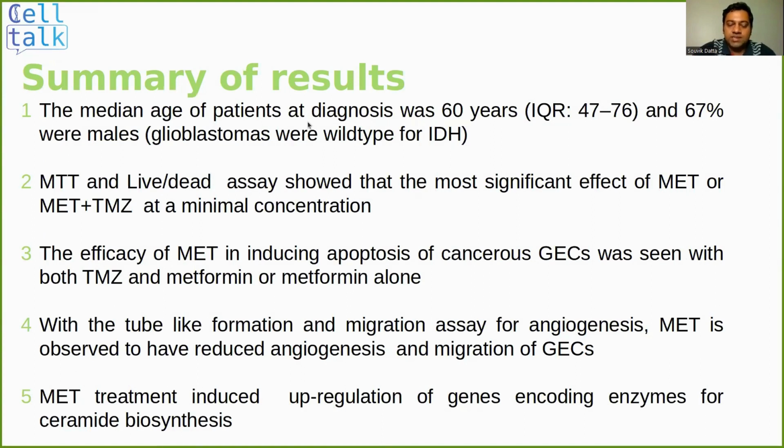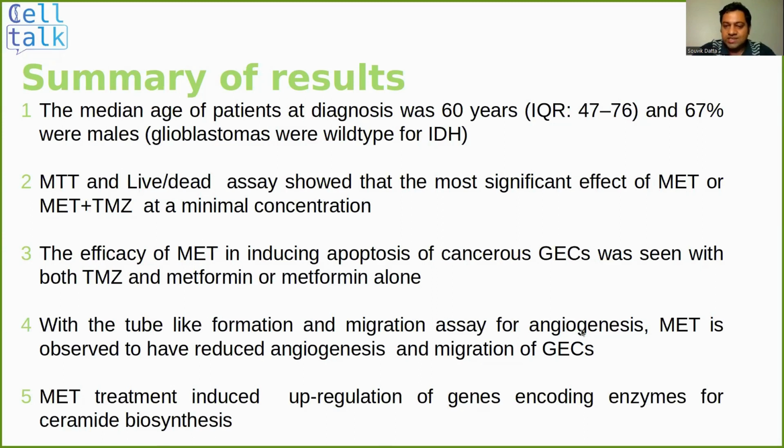So in brief, as a summary of the results: there were 10 patients, the number is very small, but most of the patients have a median age of around 60 years, and they are IDH gene wild type glioblastoma patients. With the MTT and live dead assay, they showed the most significant effect of metformin at the concentration of 20 millimolar. The third result is that metformin indeed induced apoptosis of these glioblastoma endothelial cells, both with the combinational therapy as well as with the monotherapy. Likewise, the tube-like formation and migration assays also support the same.